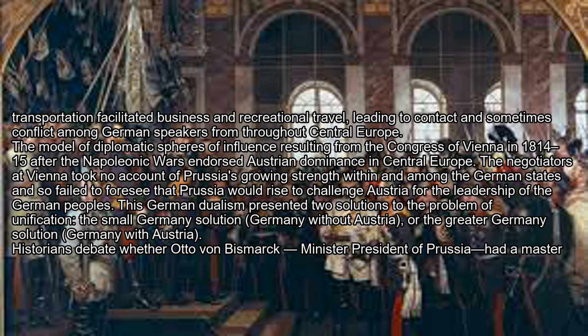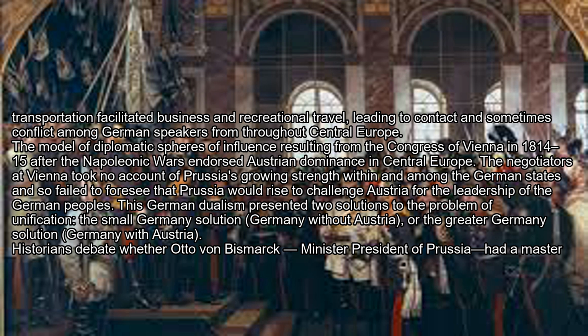The negotiators of Vienna took no account of Prussia's growing strength within and among the German states, and so failed to foresee that Prussia would rise to challenge Austria for the leadership of the German peoples. This German dualism presented two solutions to the problem of unification: the small Germany solution, Germany without Austria, or the greater Germany solution, Germany with Austria.